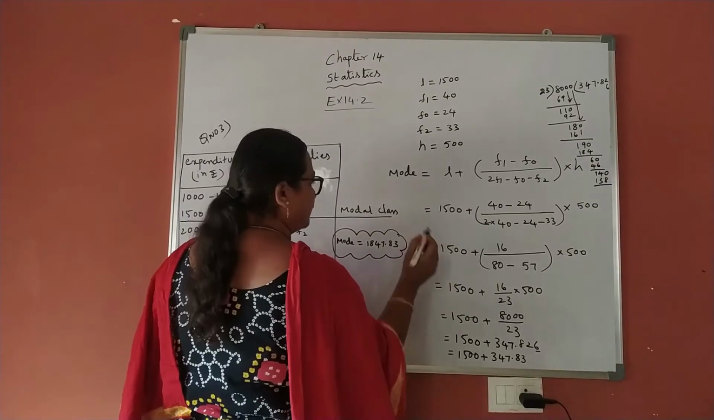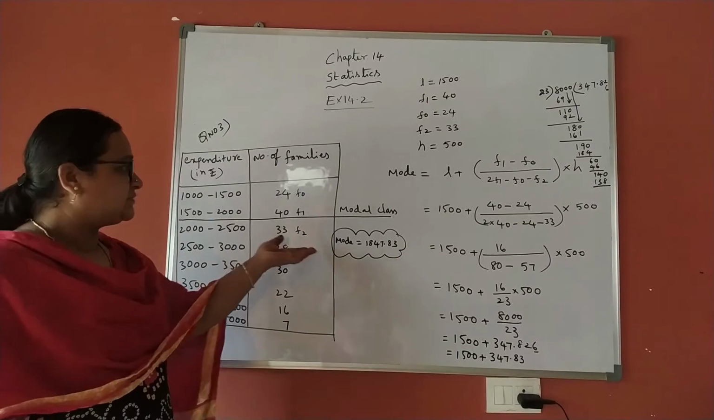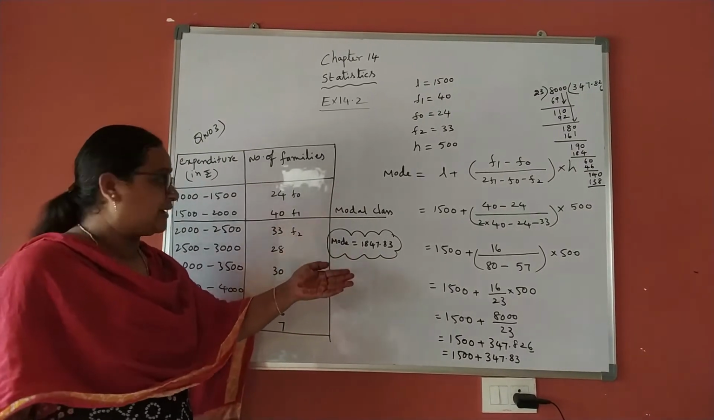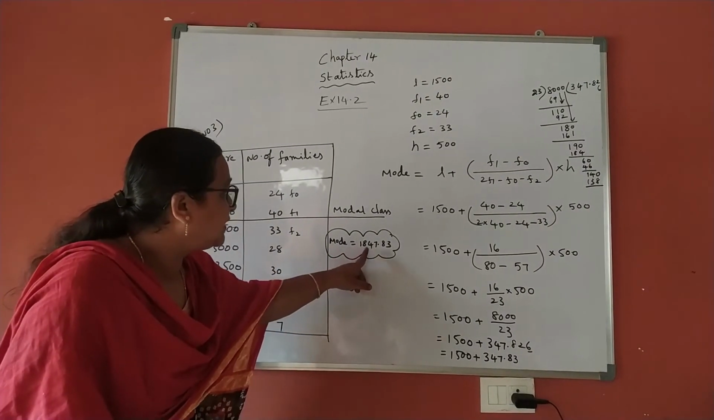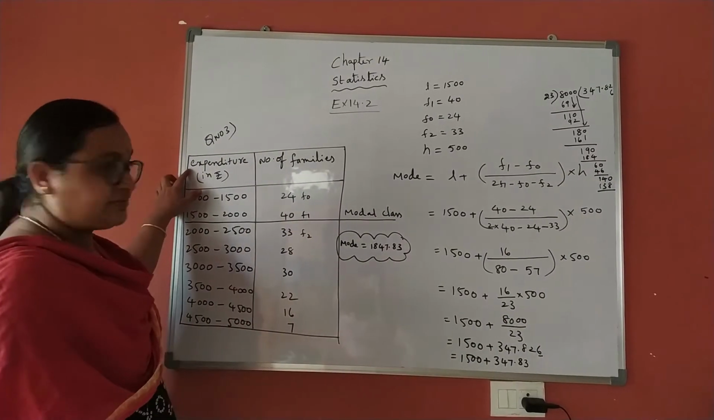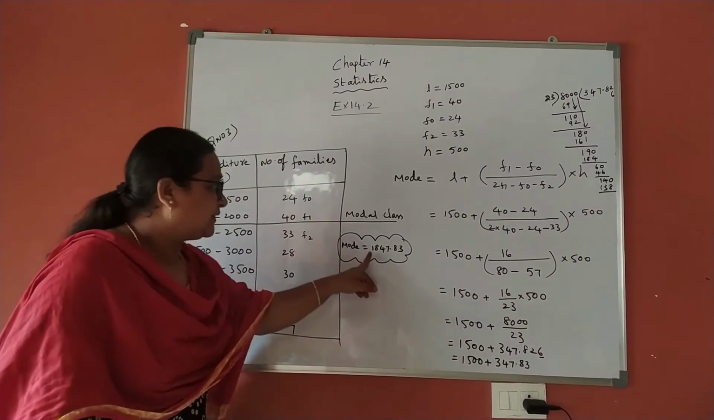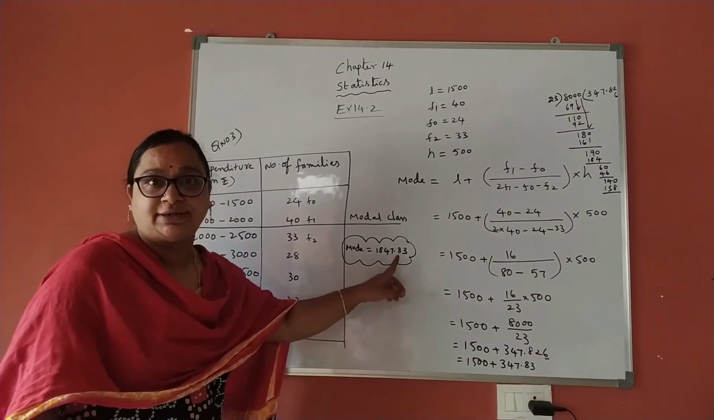Here they asked us to find modal monthly expenditure of the family. So this is what the modal monthly expenditure of the family is, 1847.83. This expenditure will be in rupees. So modal monthly expenditure is rupees 1847.83.